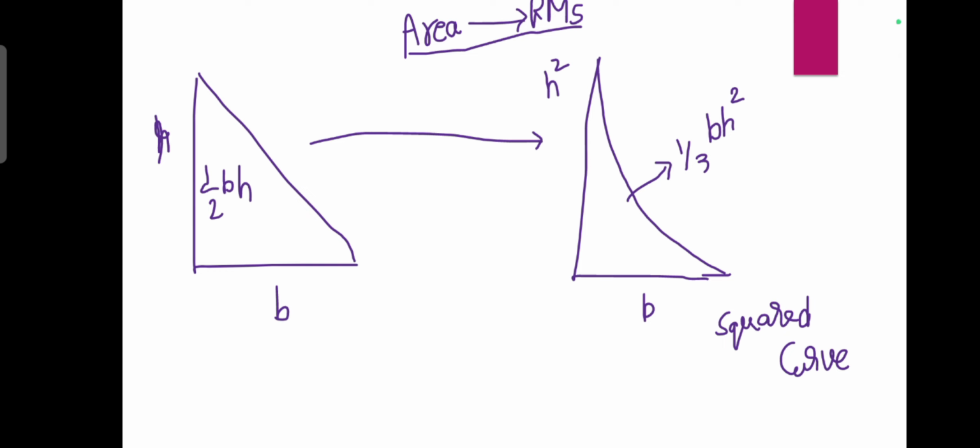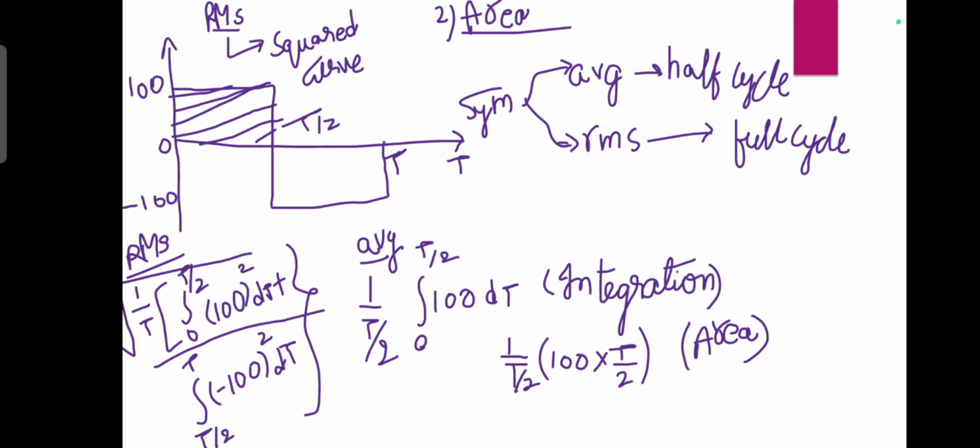Sorry, we have seen something wrong. Here 0 to T by 2, it is a rectangle, so it is length into breadth. Half into base into height is for the triangle. Here it is a rectangle. Rectangle length into breadth is the area, but the average value calculation is 1 by time period, that is 1 by this x-axis into area. So 1 by T by 2 into length into breadth.